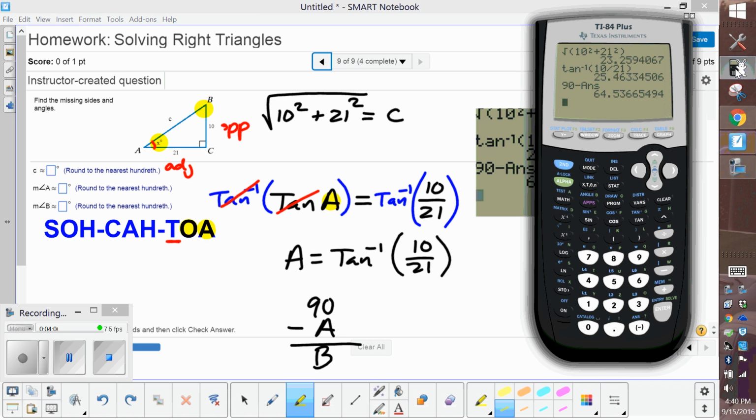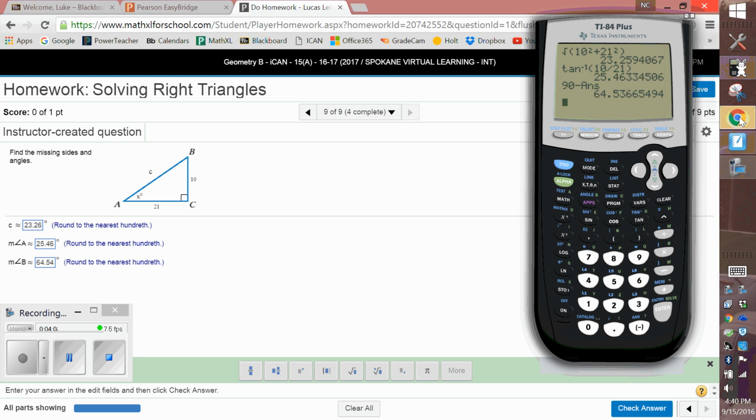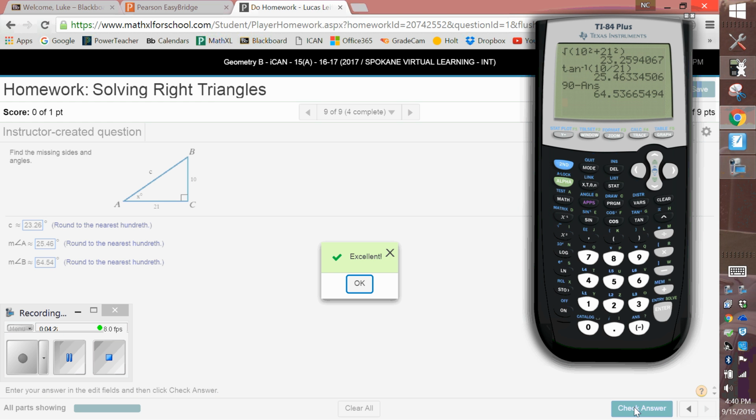So I'll go back to my calculator. I'll look at the answers I typed in. Side C is 23.26. That looks good. Angle A is 25.46. That looks good. Okay, the last one. Angle B is 64.54. That looks good. Round it up. Check my answer, and it looks great.